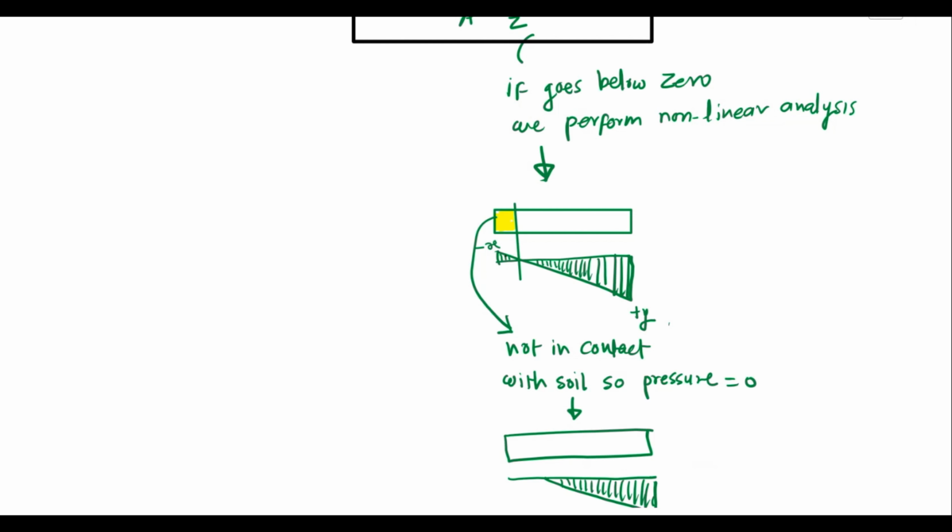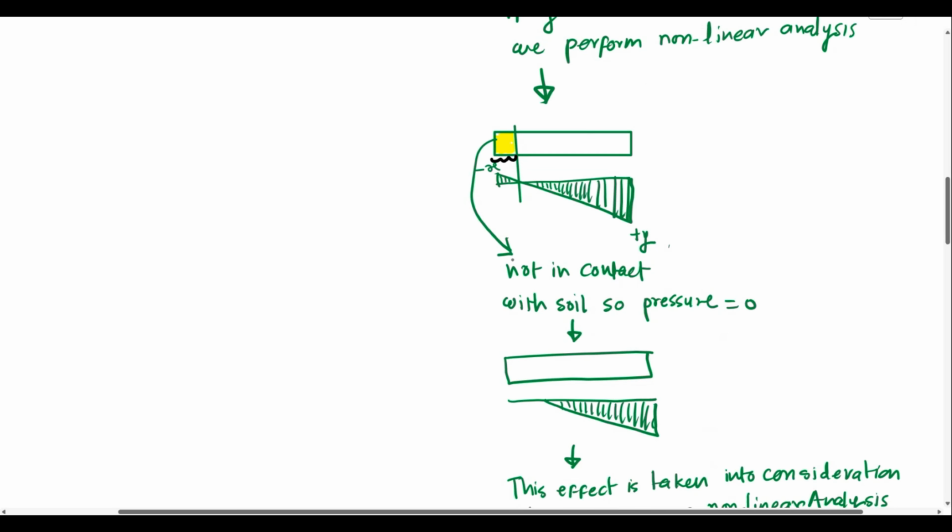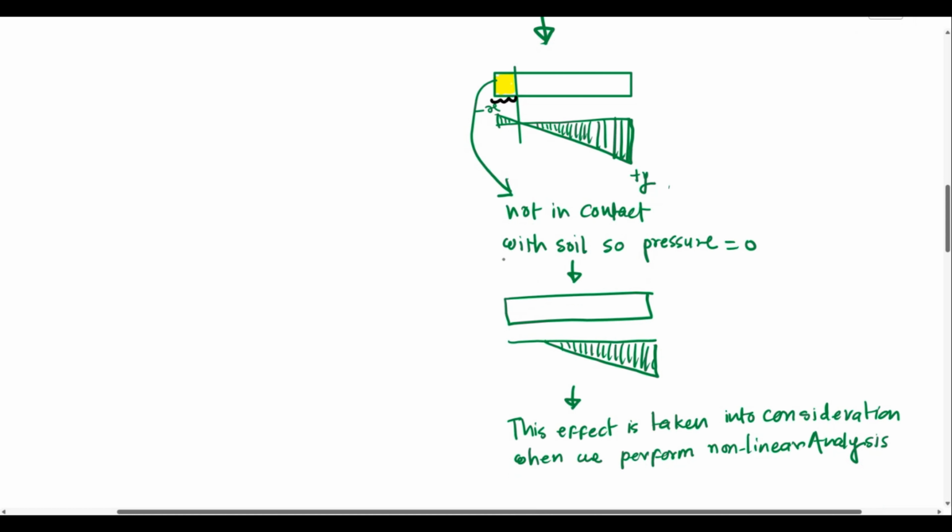And this is the particular portion which is going into the negative side. So what you can interpret from this is that this part of the footing is not at all in contact with soil. Now just assume, if something is not at all in contact with soil, will there be any pressure coming on the footing? Absolutely no. Because of this no pressure on one side, what will happen?